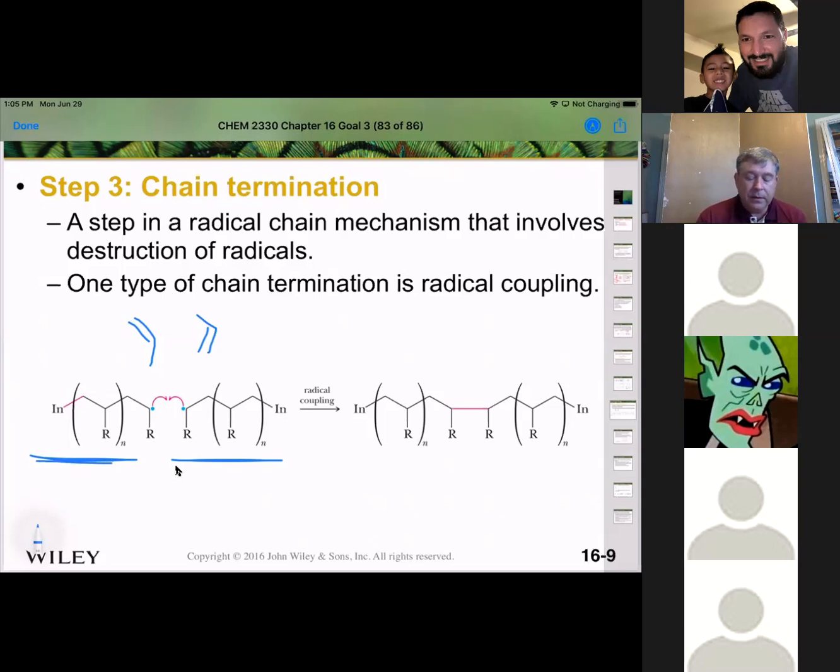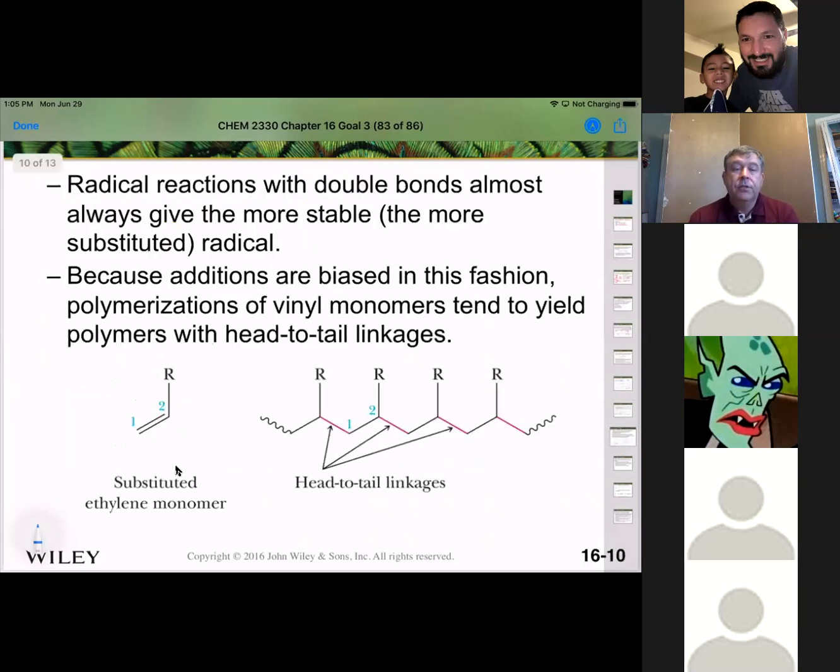Until the final thing, till you run out of double bonds, and then you end up with terminating that by a radical-radical coupling. Those two single electrons get together to form a sigma bond, okay? So the cool thing about these reactions is that there's a preference on where the radical is going to react, because one of the radicals is going to be more stable than the other, okay?